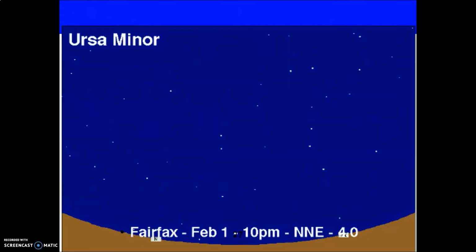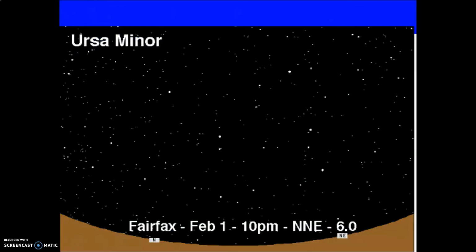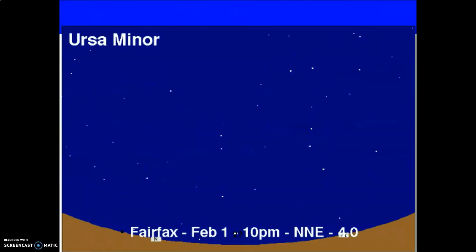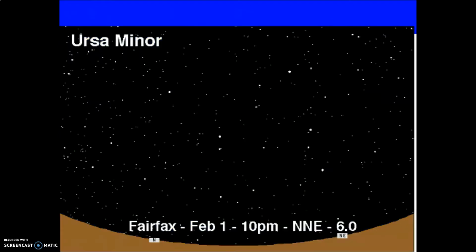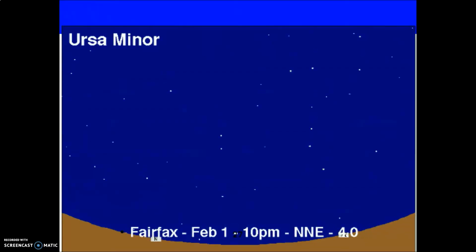Now take a look here. Is it easier to see Ursa Major and Ursa Minor in this image compared to the first one we saw? What's the difference between this and this? Hopefully you can see that Ursa Major and Ursa Minor are a lot easier to see in this image. The reason being there's a lot fewer stars. So a lot of stars, and then here you have fewer stars. The reason you have fewer stars is because of light pollution.